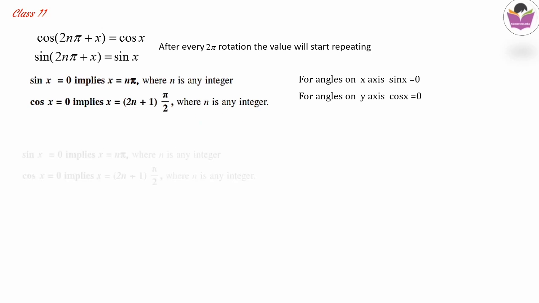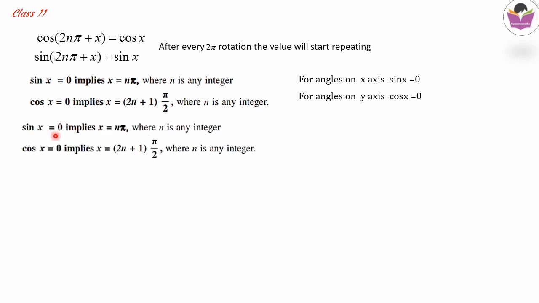Then next one is sin x is equal to 0 implies x is equal to nπ, where n is any integer. This is the way we have defined the sine function. And cos x is equal to 0 implies x is equal to (2n + 1) times π/2, where n is any integer. These two we have discussed before. And based on these two, other trigonometry functions also we have defined in the last class.